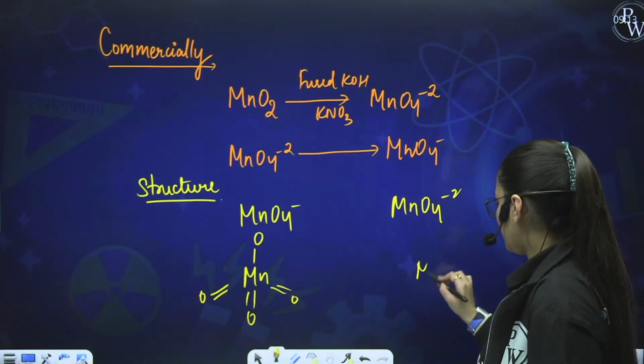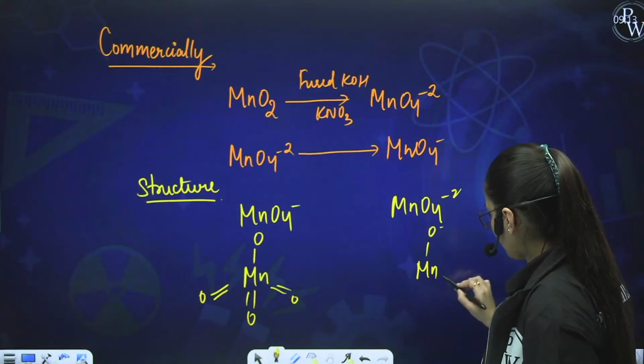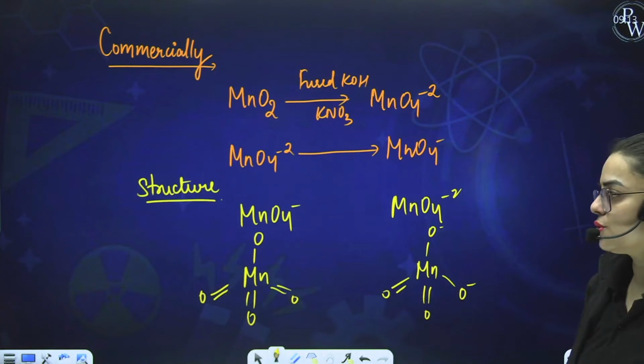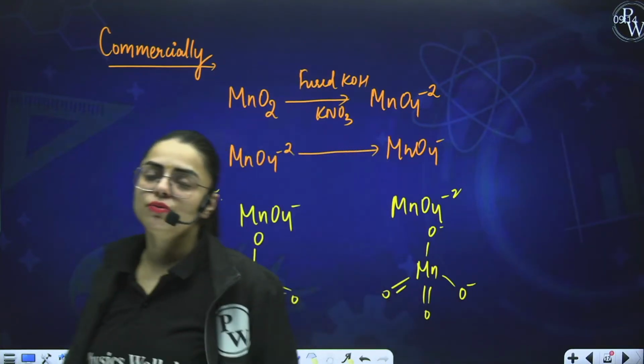Again, over here, it is Mn, O negative, double bond oxygen, double bond oxygen. So these are the structures for both of them.